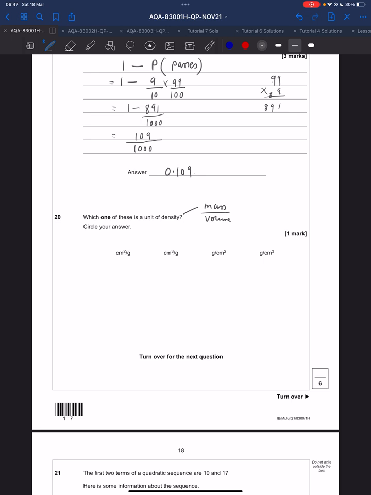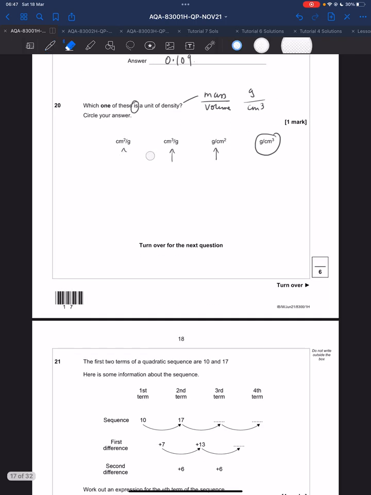Which of these is a unit of density? Right, so it's got to be a mass, so we need either grams or kilograms. It's grams in this question. This question is all about grams and centimetres squared or cubed. So it's grams and volume, centimetres cubed, so grams per centimetre cubed. That one's grams per area, that one's volumes per gram, and that one's area per gram. Grams per centimetre cubed is that one.